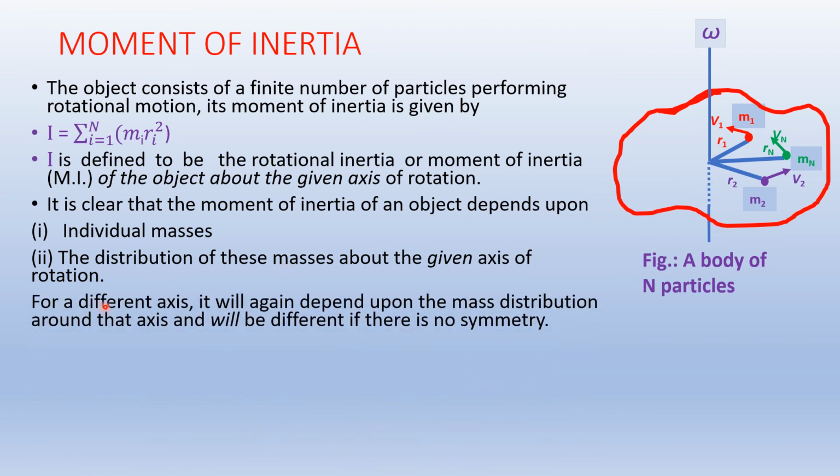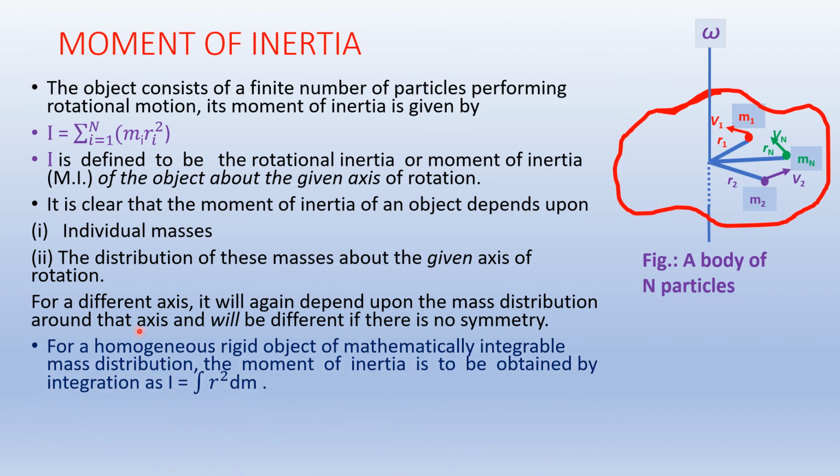So for a different axis, it will again depend upon the mass distribution around that axis and will be different if there is no symmetry. So the axis of rotation can vary, and the mass distribution will also change, and hence the moment of inertia of this rigid body may change.